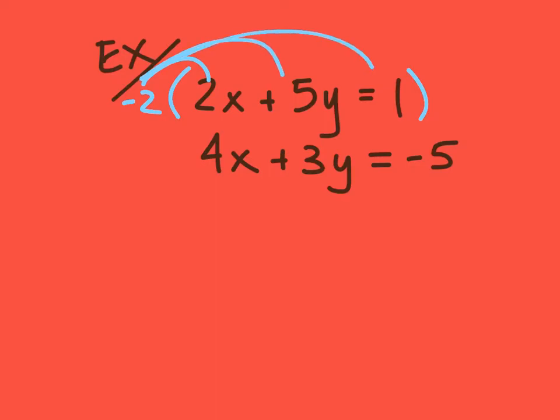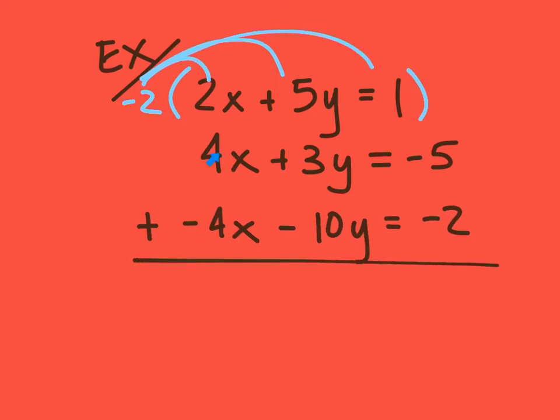As a result, in my new equation, -2 times 2 gives me -4x, -2 times +5 gives me -10y, and -2 times 1 gives me -2. Once I have these two equations, I want to add them together because now I have opposite coefficients, and I can eliminate my x value. So 4x plus -4x cancels out and gives me 0. It gets eliminated, hence the name elimination. And then I have 3y minus 10y, which gives me negative 7y. And negative 5 plus negative 2 gives me negative 7.